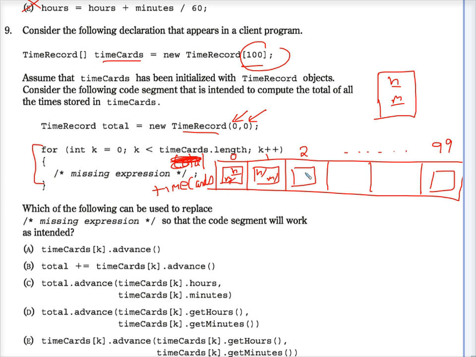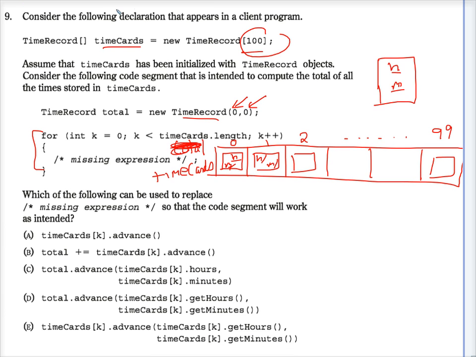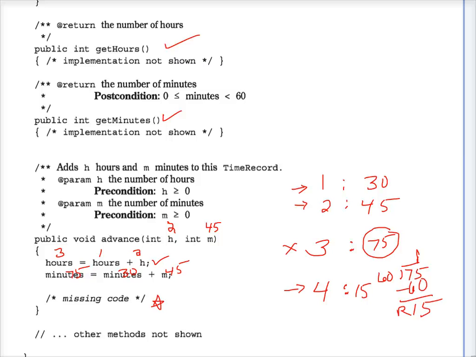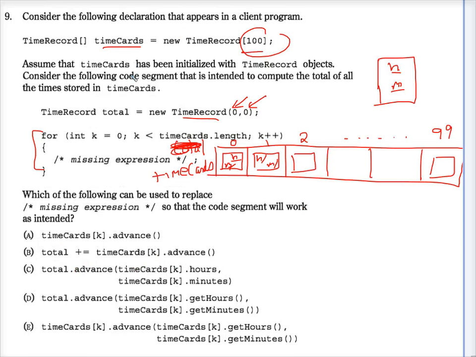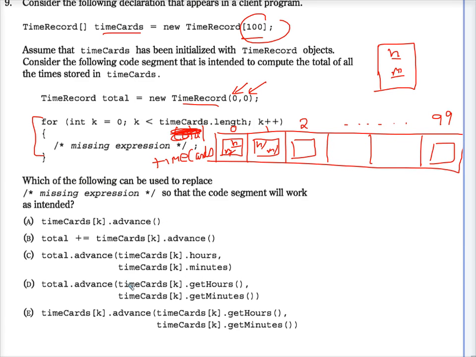It's adding up all of those time records. And we're using this as the variable that's totaling all of these up. Now this is not an int. This is a time record object that within it, it has an int for hours and an int for minutes. So which of these code segments fills in this blank right here, the advance method?